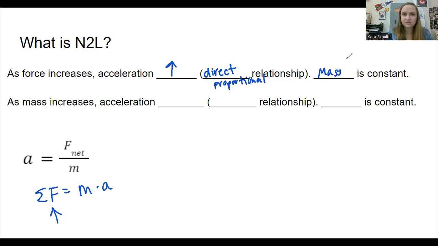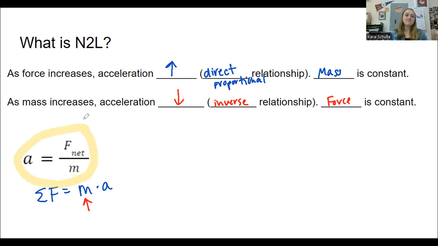Now we can look at this a little differently. If mass were to increase, thinking about my equation, the acceleration would have to decrease. This is an inverse relationship, and this is when force is constant. So imagine I'm pushing a shopping cart and someone keeps adding stuff and adding stuff and adding stuff, and I keep pushing with the same net force, that cart would have to slow down.